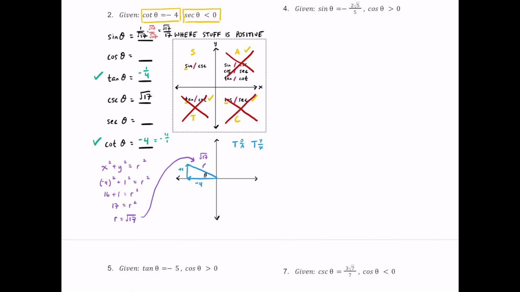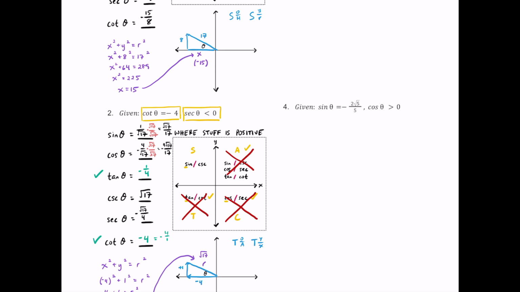Okay, and then for cosine, cosine is going to be adjacent over hypotenuse, or x over r. So that's going to be -4 over root 17. So I'm going to write -4 over root 17, which means that secant is just going to be root 17 over -4. So I'm just going to do that right away. And then one of them has to be rationalized. It's this one up here. Multiply by root 17 over root 17. And if we do that, we're going to get -4 root 17 over 17 as our final ratio for cosine.